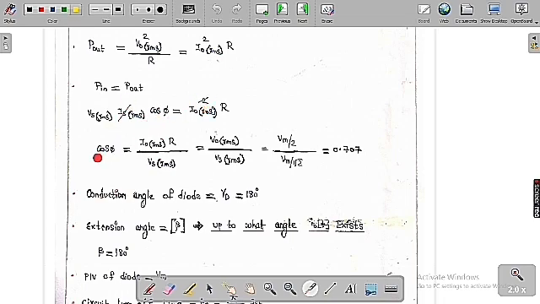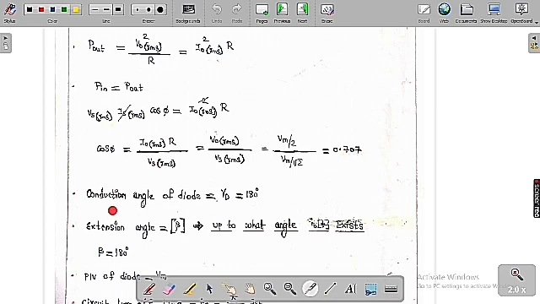Then finally we get cos phi equal to I naught RMS into R by Vs RMS. I naught RMS into R is V naught RMS, so it is V naught RMS by Vs RMS, and V naught RMS is Vm by 2 whereas Vs RMS is Vm by root 2. If you solve this, we get 1 by root 2, which is 0.707. So the input power factor of the circuit is 0.707.